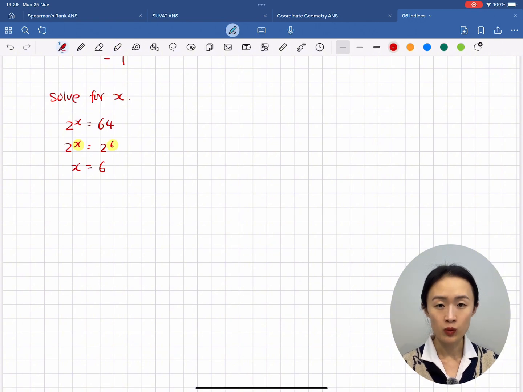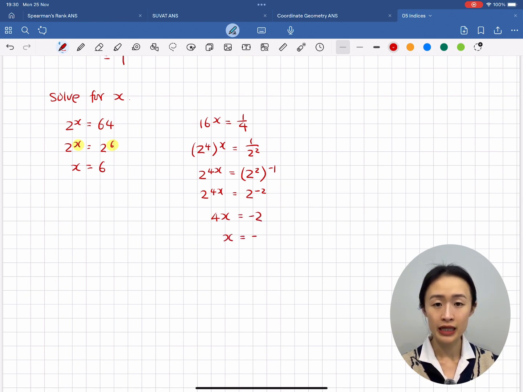Let's make it more difficult. What if I have 16 to the power of x equals 1 over 4? Now 16 is 2 to the power of 4, so 2 to the power of 4 to the power of x should give us 2 to the 4x. 1 over 4 is the same as 1 over 2 squared, and 1 over 2 squared is the same as 2 to the negative 2. Now just by comparing the powers, we know that 4x is negative 2. So that means x should be negative 1 over 2.